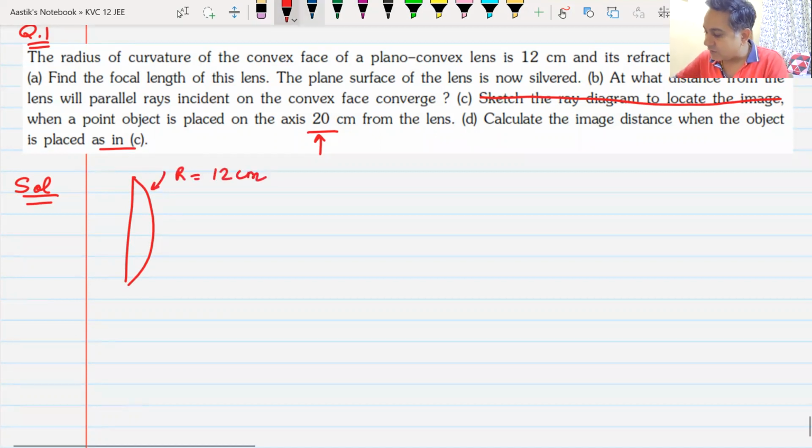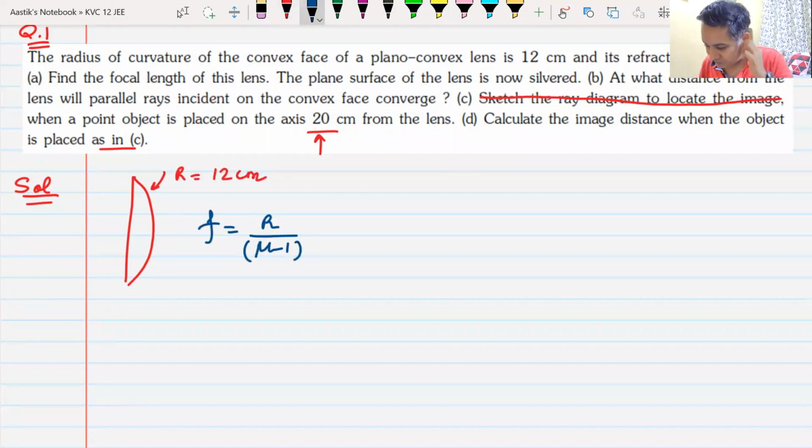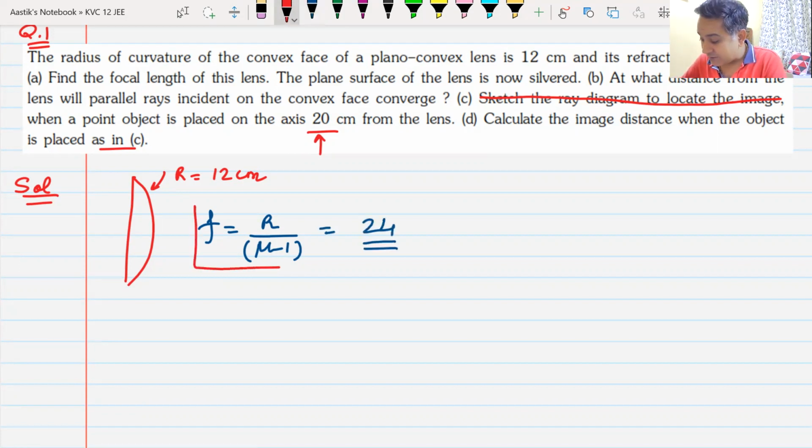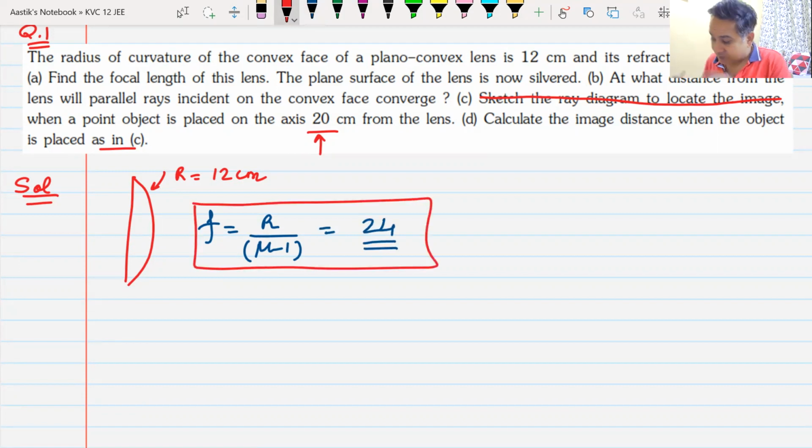I can find the focal length of this lens using the formula. I can straight away use the formula of a plano-convex lens, r upon mu minus 1. Did I tell you that formula? Yes or no? Just with the formula, I don't have to use this bigger thing. As soon as I put the formula, I will get the answer as plus 24. That is the first part. If you can remember simple things, the first part comes very simply.